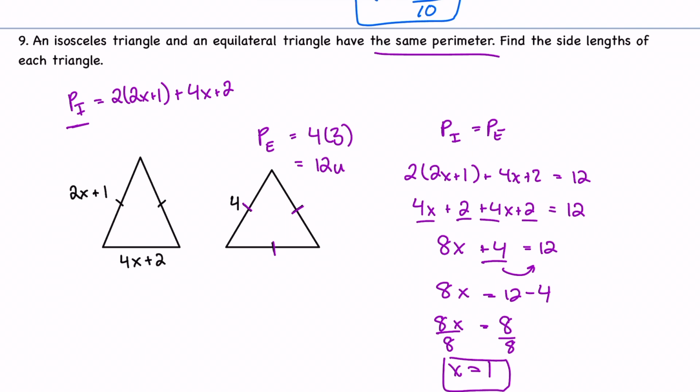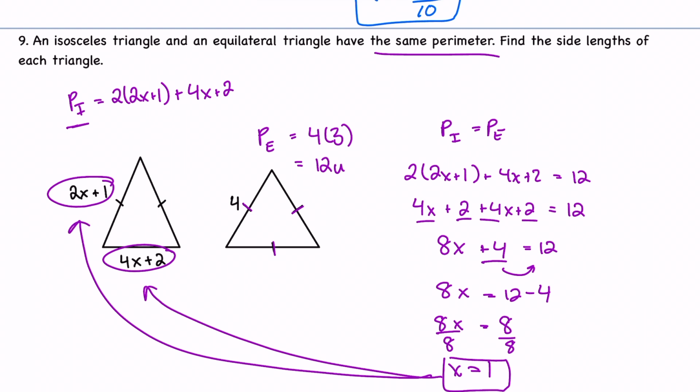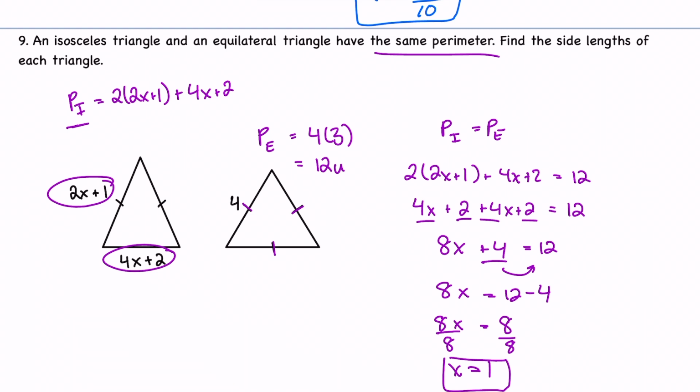But our question is not asking us what x is. Our question is asking us to find the side lengths of each triangle. We already know the side lengths of the equilateral triangle are 4, but what we don't know is the side lengths of the isosceles triangle. But now that we know what x is, if we plug that in to each of these, we can solve for each of the side lengths of the isosceles triangle. So for the first side length, we get 2 times 1 plus 1 because we're plugging in 1 instead of x. So that gives us 2 times 1 is 2 plus 1 is 3. So this side length is equal to 3.